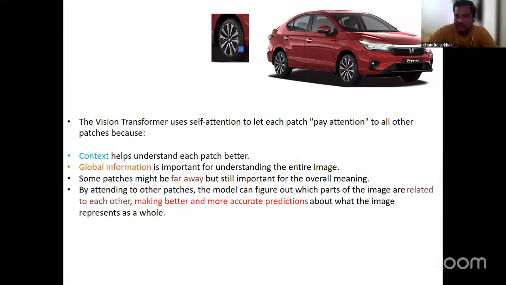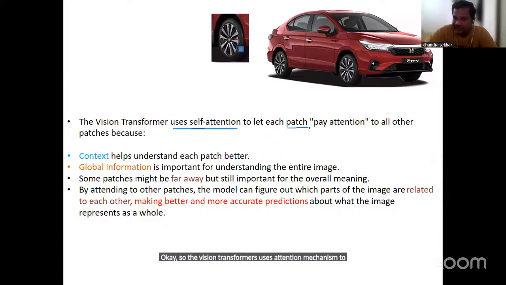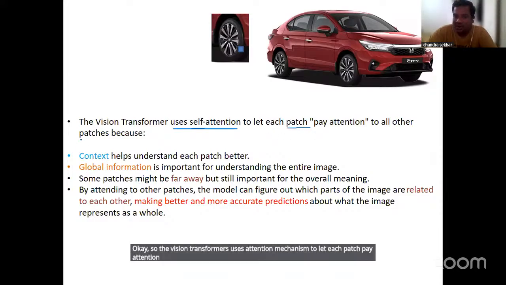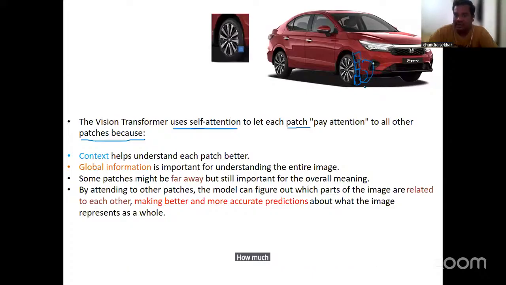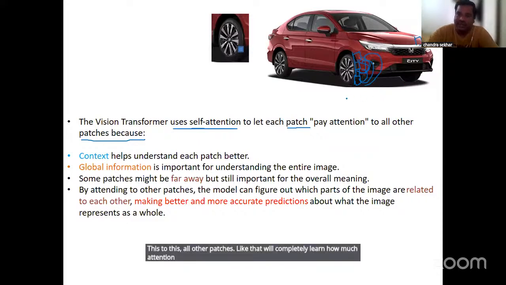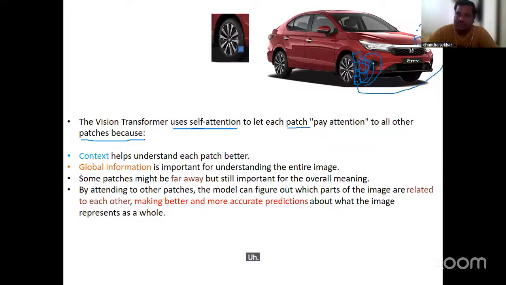Okay. So the vision transformer uses an attention mechanism to let each patch pay attention to all other patches. How much attention do you have to pay to this, to this, to this? Similarly, this to this, all other patches. Like that, we will completely learn how much attention you have to pay from this patch to this patch.